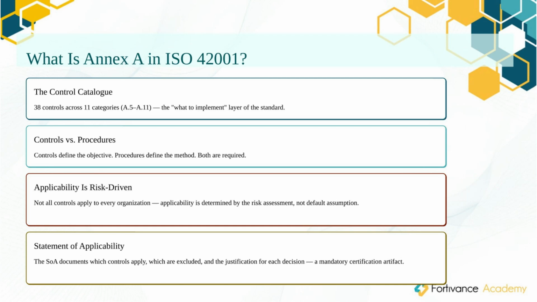The Statement of Applicability, commonly called the SOA, is one of the most important documents in your certification evidence. It lists every Annex A control, states whether it applies, gives the justification for applicability or exclusion, and references the implementation status. If a control is applicable but not yet implemented, your SOA should reflect that gap, along with your plan and timeline for closing it. Gaps in the SOA are not automatically disqualifying, but unexplained gaps are.